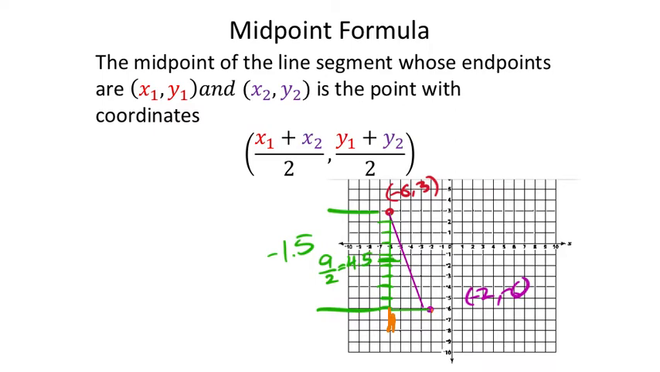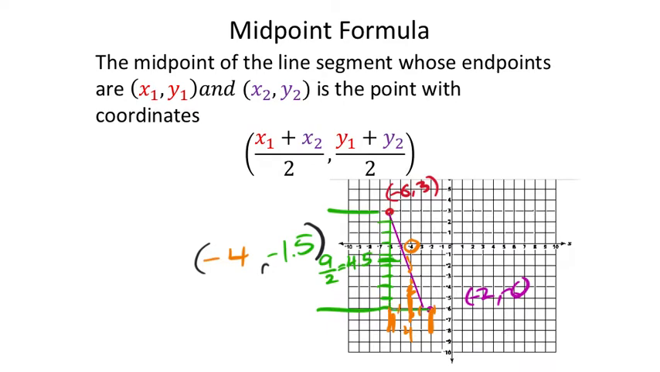But for my x's here, this is 1, 2, 3, 4 apart. So halfway would be 2, which is at this value of x, which is negative 4. So I would end up with the ordered pair negative 4 and negative 1.5.